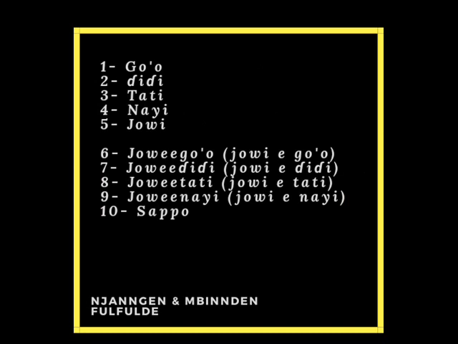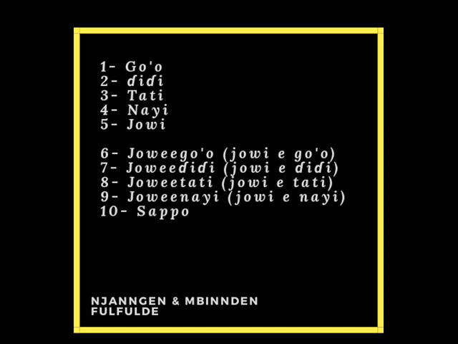1 is go, 2 idi, 3 tati, 4 nai, 5 joy, 6 joego. Notice that 6 is equal to 5 plus 1, then it is joy e go. Then we say 6 is joego.